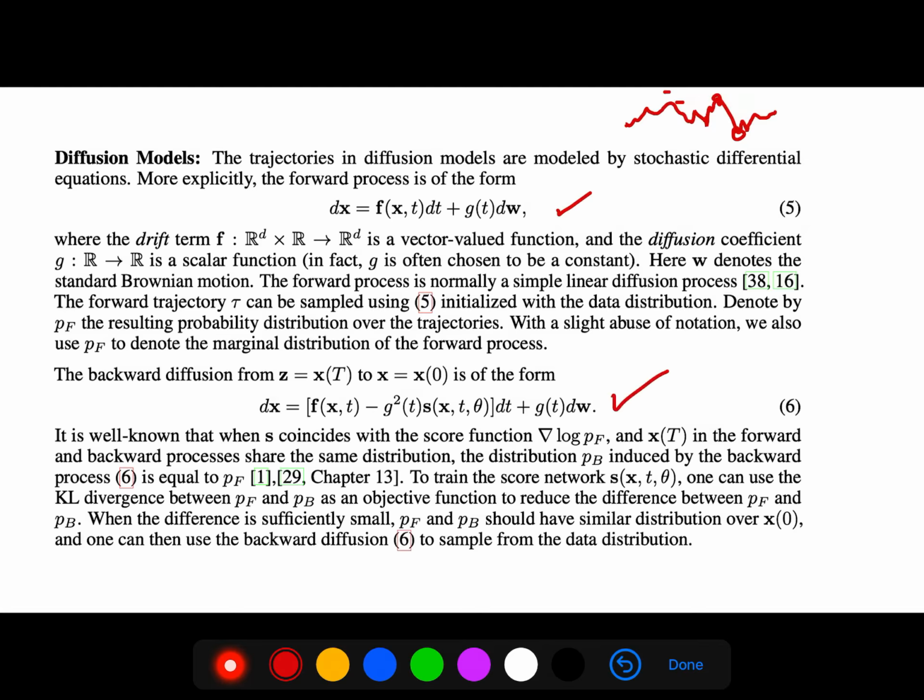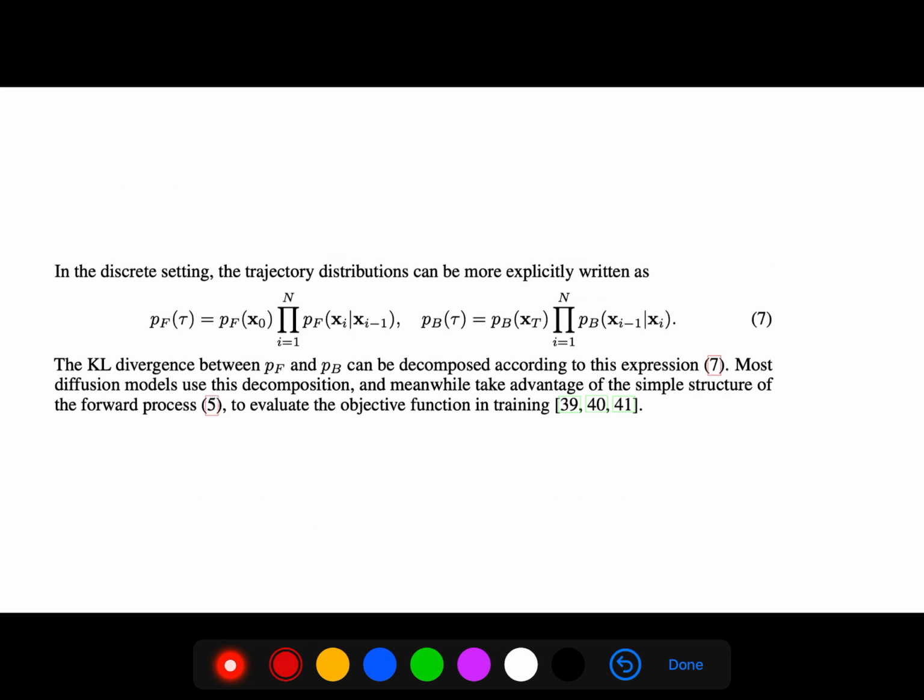And this is the backward diffusion that, if you are familiar with score matching, we call this s, the score network, because it coincides with the gradient of your probability of forward here. So in the discrete setting, the trajectory distribution can be written like this. And you know the KL divergence between forward and backward.